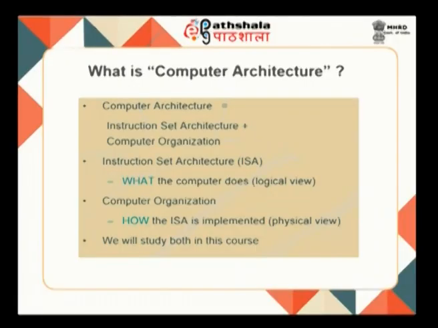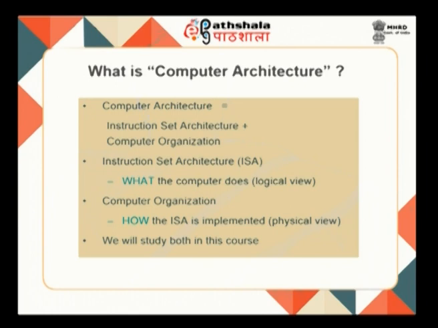When you look at computer architecture, we say computer architecture comprises computer organization plus the instruction set architecture. Now, what you mean by the instruction set architecture, abbreviated as ISA, is what the computer does. It is a logical view of what the computer is capable of doing. And when you look at computer organization, it basically talks about how the ISA is implemented.